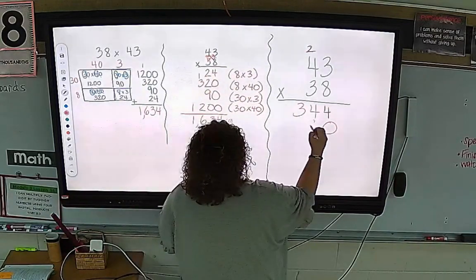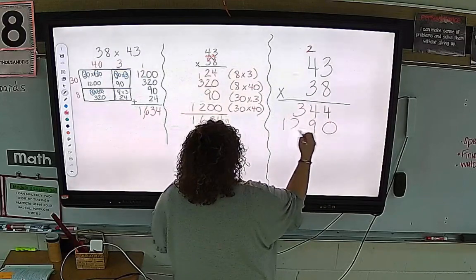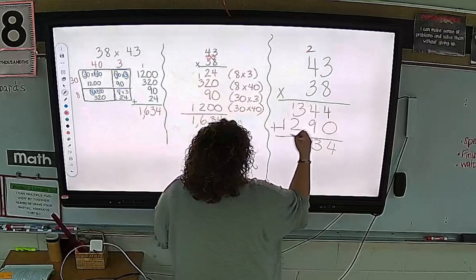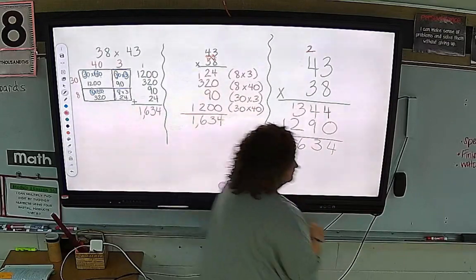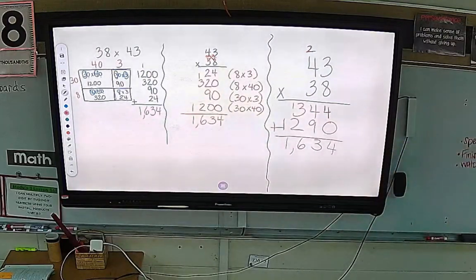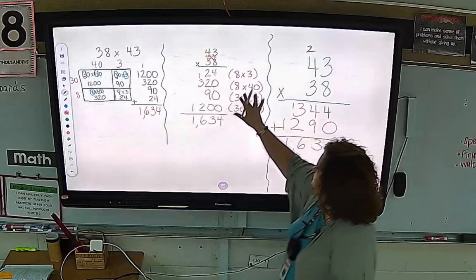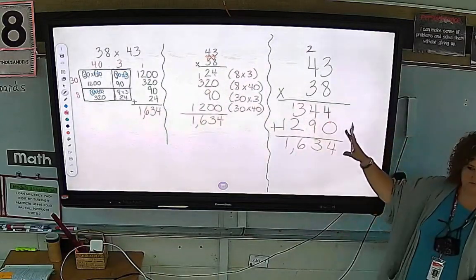3 times 3 is 9. 3 times 4 is 12. Add them up. And I'm done. Okay. Whoa. That is the standard algorithm. It's a lot less work than all of this, and all of this. Same answer.